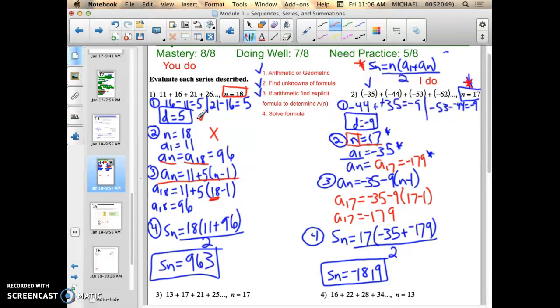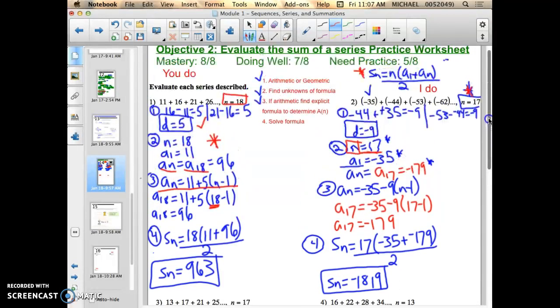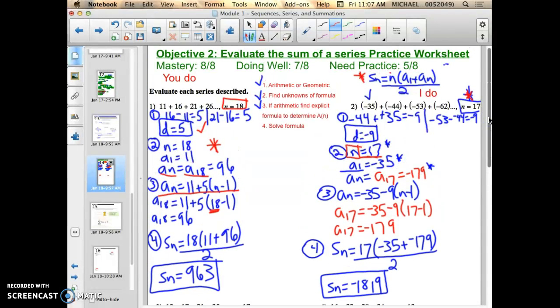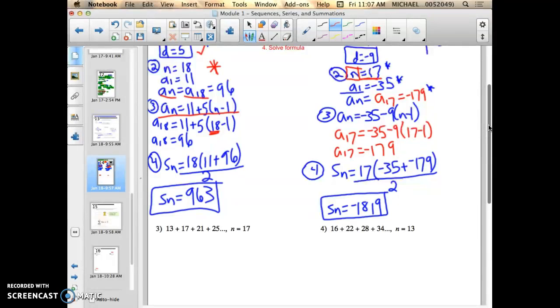So I have done all of step 2. I've identified all of my unknowns. And then step 4 just says solve by inputting my unknowns into the formula. So I have S of n equals 18 times 11 plus 96. Because again, n is 18 in this case, a sub 1 is 11, a sub n is 96. That's where I'm getting those numbers. And all that is divided by 2. So once I enter that into the calculator exactly like I see it, the sum is 963.